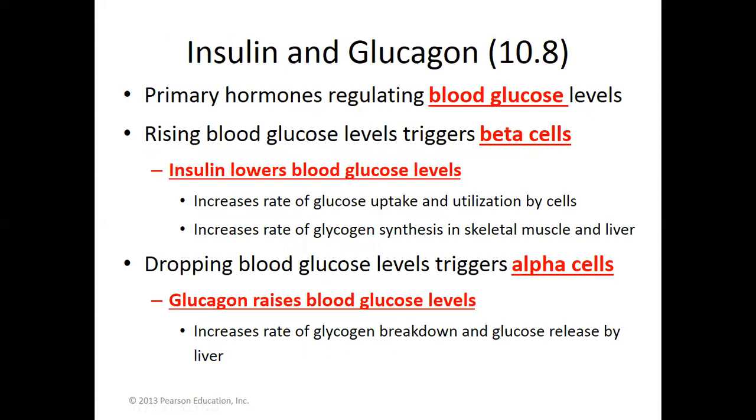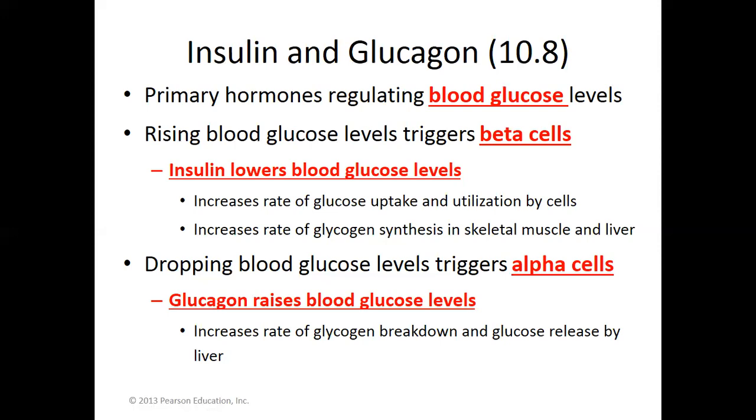The primary hormones, again, that regulate blood glucose are insulin and glucagon. So after you eat a meal, blood glucose goes up in the blood, insulin gets secreted to help lower it. And basically, insulin tells your cells that blood glucose is available and there to take up. And that is the stimulus.